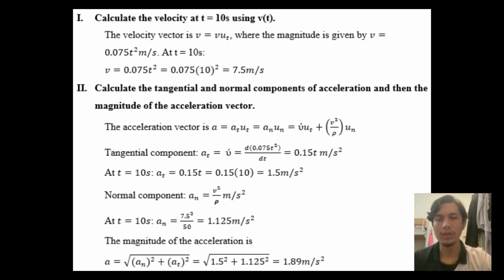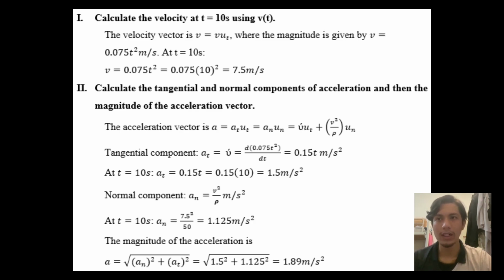First of all, we must draw the FBD, and after that we calculate the velocity at t equals 10 seconds using V(t). So the velocity vector is V equals V ut. The magnitude is given by V equals 0.075 t squared meter per second, and we replace t equals 10 seconds. The equation is 0.075 times 10 squared, and the answer is 7.5 meter per second.